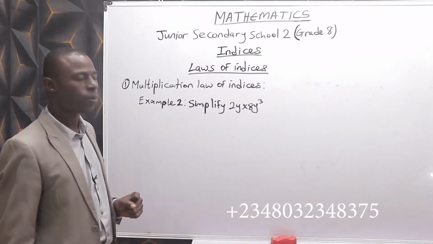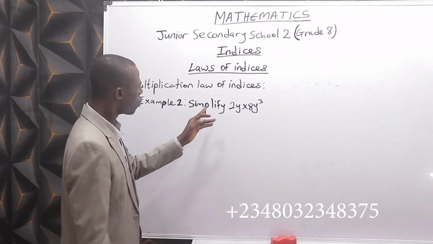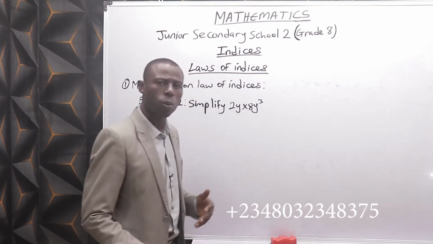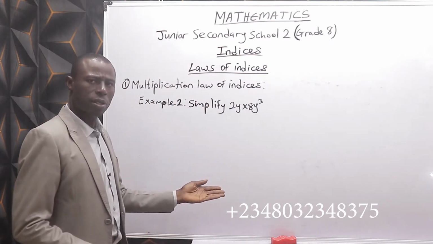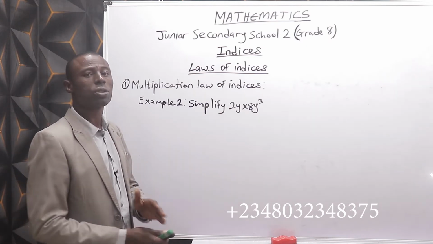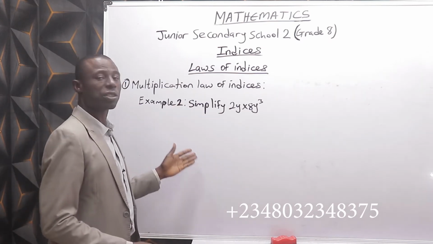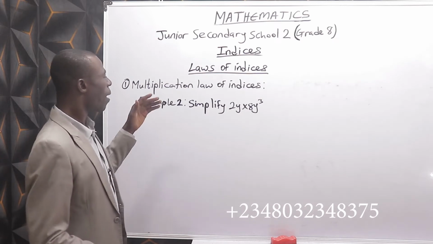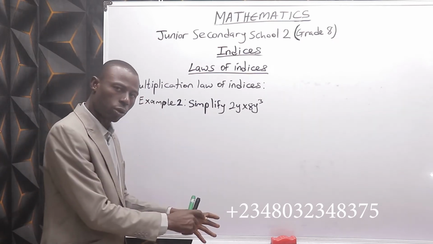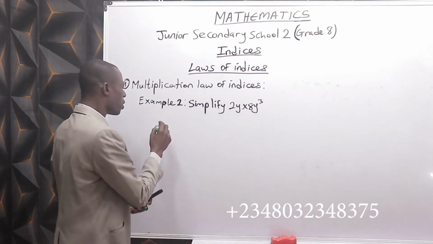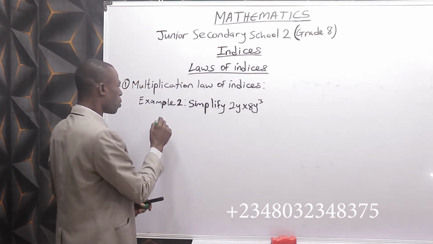Example 2. Simplify 2y times 8y raised to power 3. Yes, you can use either expansion method or addition of indices method. So let me use expansion method first.